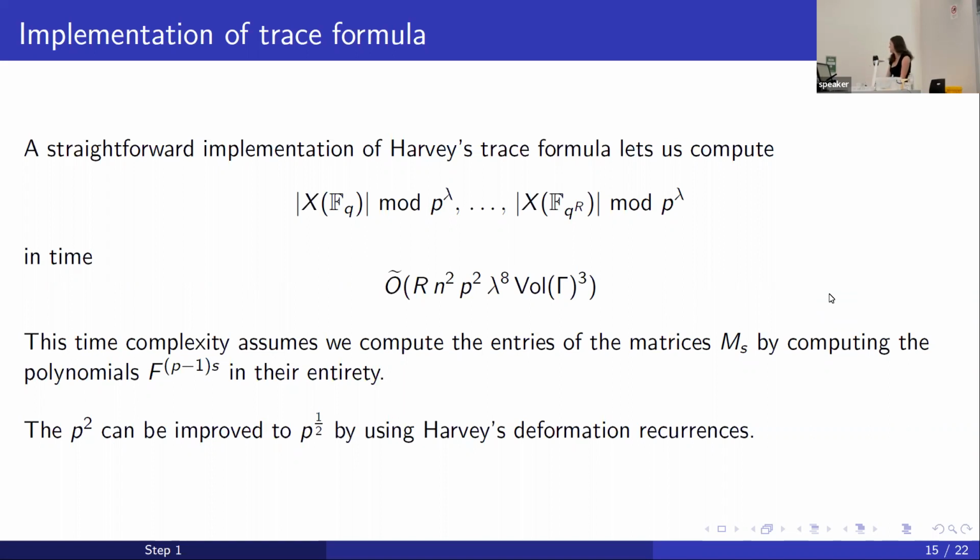This is the time complexity you get by computing the polynomials f to the s to the p minus 1 in their entirety, instead of just getting the coefficients we actually care about. And to get just the coefficients we actually care about more efficiently, we use Harvey's deformation recurrences from his 2015 paper, and that's how the p squared gets down from p squared to p to the half.